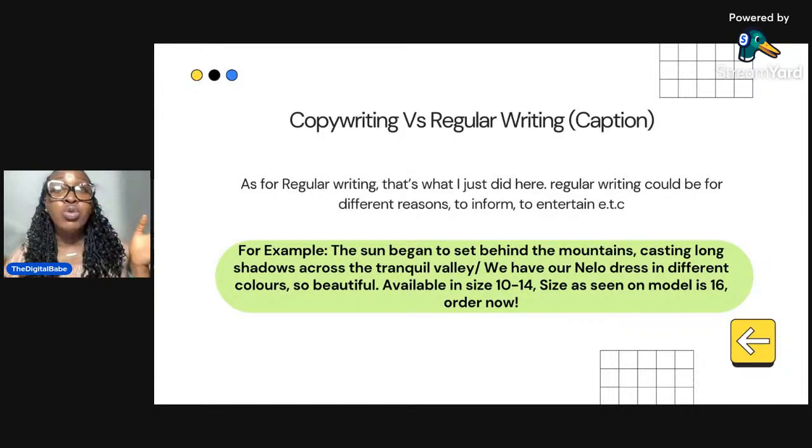But when you are actually intentional about writing your copies, you would even add your calls to action. You make sure that your word from the beginning is catchy and everything like that. I hope we are getting this.